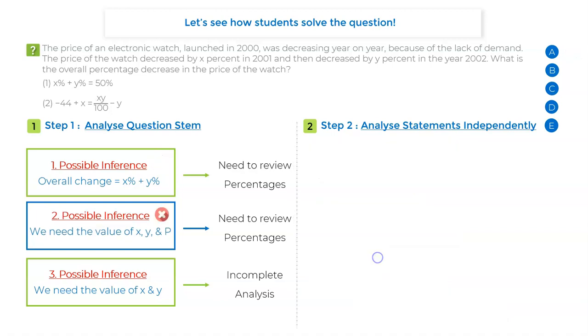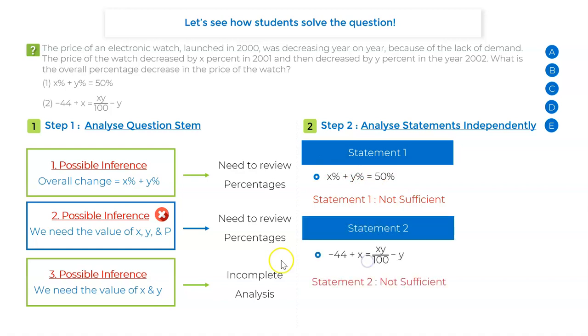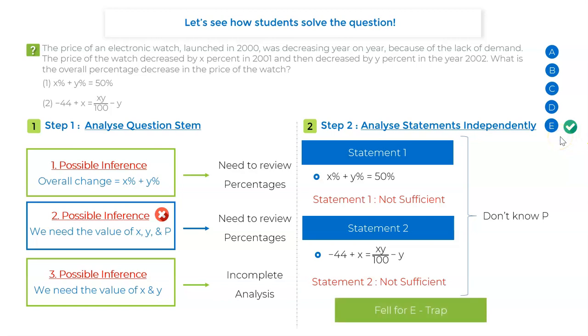Now, some of you who thought that X, Y, P, all three are important, you look at the first statement, you'll say, hey, I don't know the value of P, so not sufficient. Once again, I don't know the value of P, not sufficient. So let me mark the answer as E, because I still don't know P. Since you're fixated on the price of the electronic watch and you don't have it, you'll very quickly jump to the conclusion that the answer is E. You'll spend 30-45 seconds on a very important question and end up marking the wrong answer. So you're falling for the E trap in this case.